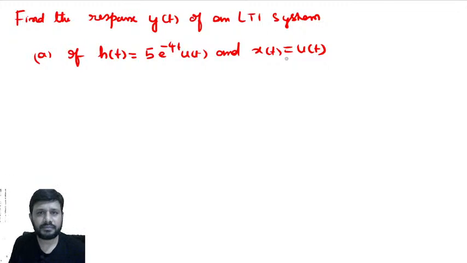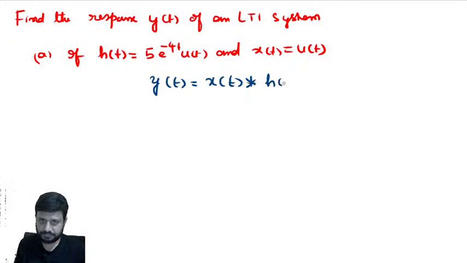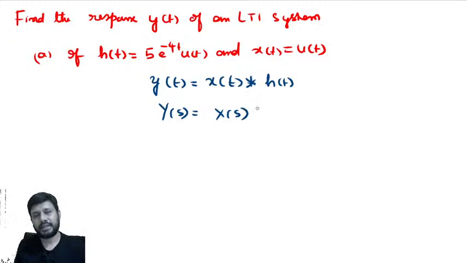Use the same principle. How to find out? We know that given input and impulse response, output is nothing but convolution of input and impulse response. And convolution in time domain is equivalent to multiplication in S domain. Right? Now, how to find out? What is x of s?